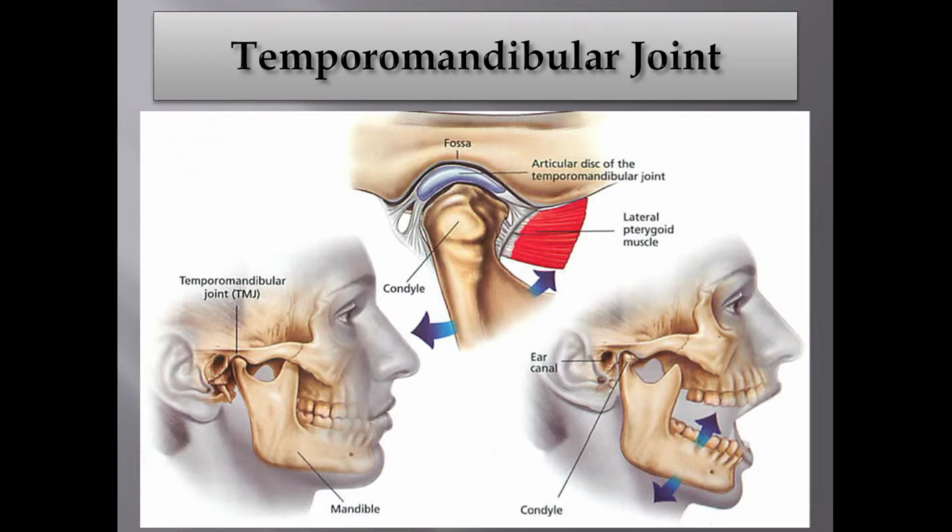Temporomandibular joint dislocation. In order to understand temporomandibular joint dislocation, we have to know the anatomical structure of the mandible. And the lower portion of the face is dominated by the largest and strongest facial bone, the mandible.